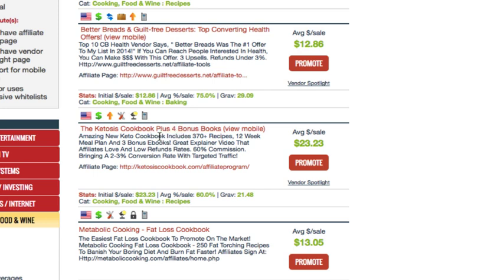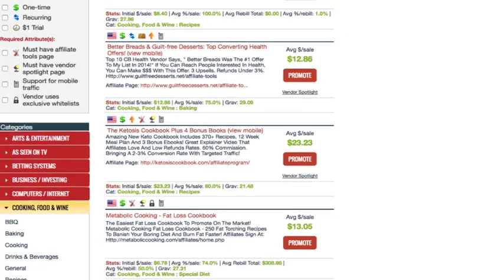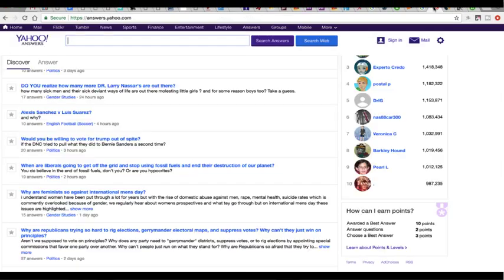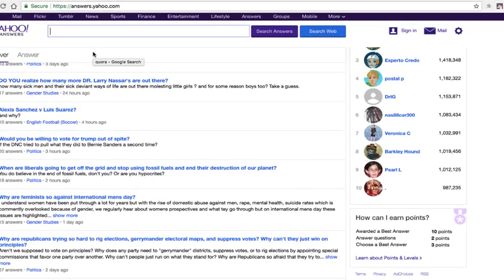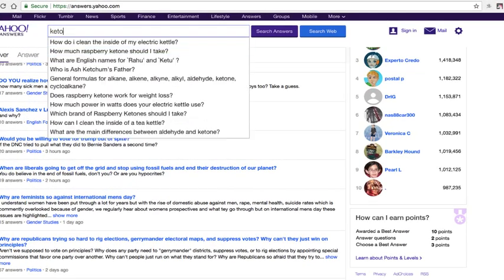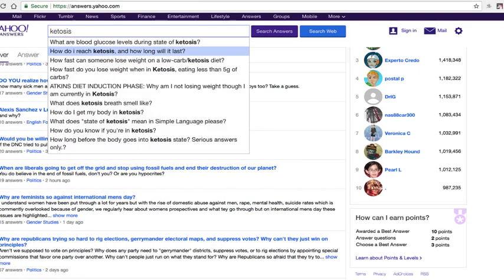So if I wanted to sell this particular product, of course, I've got to get my affiliate link. You guys already know how to do that. You just hit promote and put in your ID. I would take my affiliate link and then go over to Yahoo and type in that keyword, ketosis. And I would browse to see what questions people are asking about ketosis.